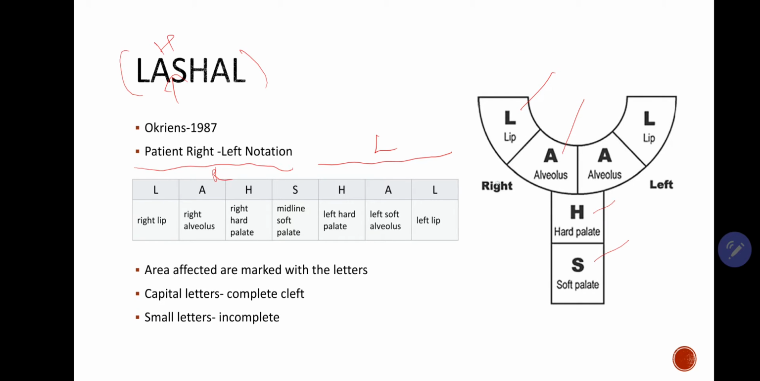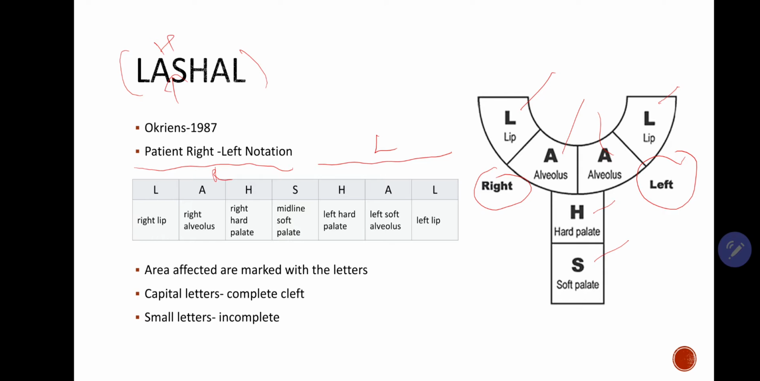So this entire portion is the right side, this entire portion is the left side. Again, the first one, the L is the lip, A is the alveolus, H is the hard palate, S is the soft palate. Again, A is the alveolus, L is the lip on the left side. So areas which are affected are marked or blocked on the same block which is representing the condition.